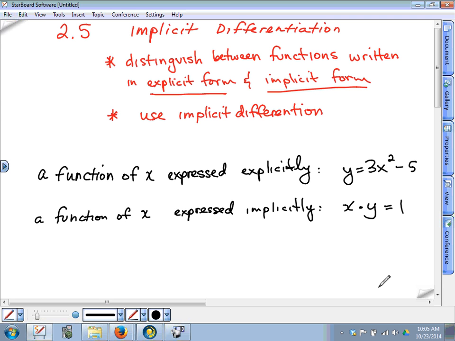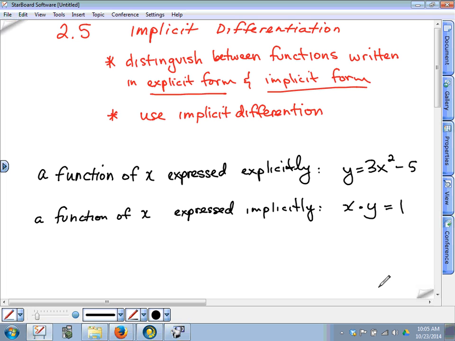How do we describe the difference? Using our own words, how would we describe the difference in those two functions? X and y are on the same side. Y is not by itself. Still, it's a function of x, but x and y are on the same side. Again, this one's pretty easy: divide by x and you get y equals 1 over x.